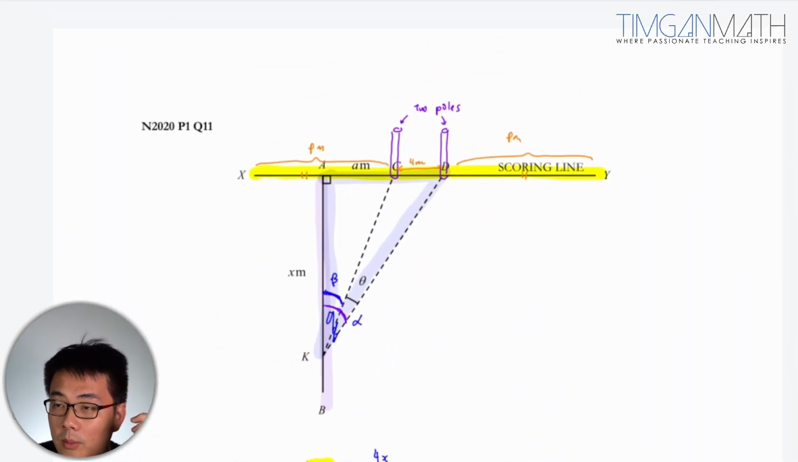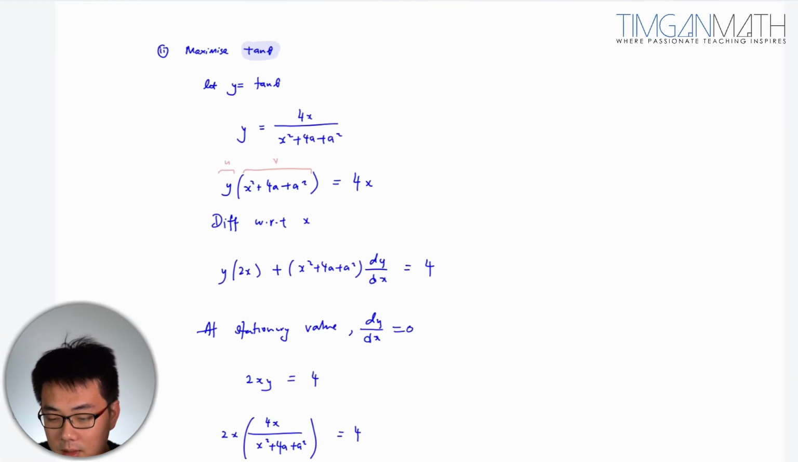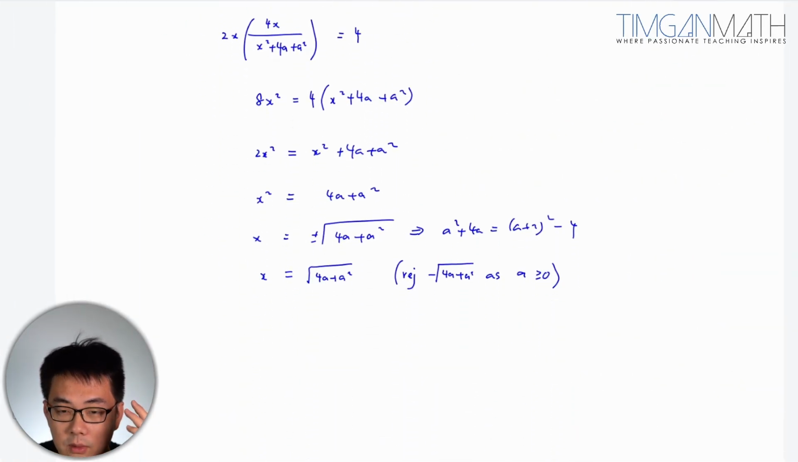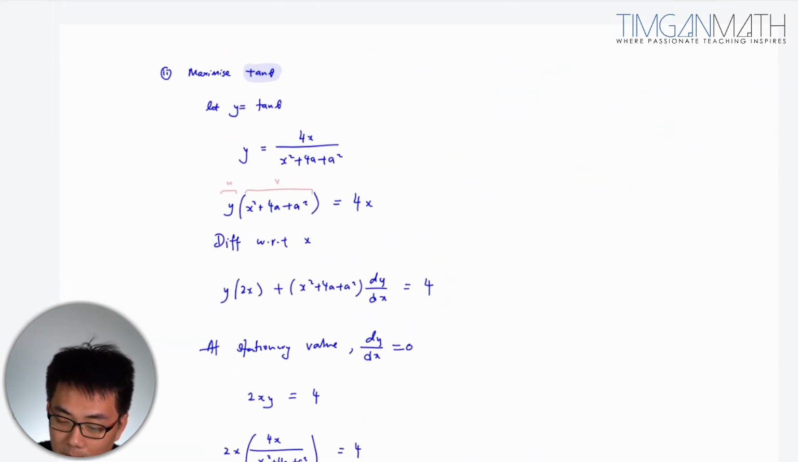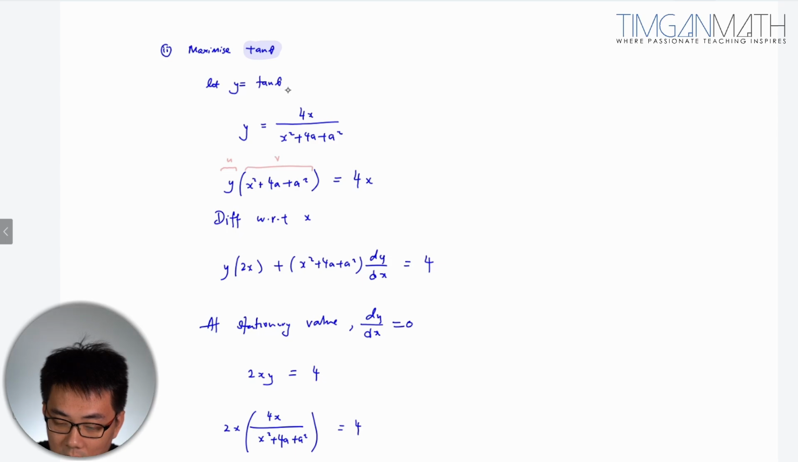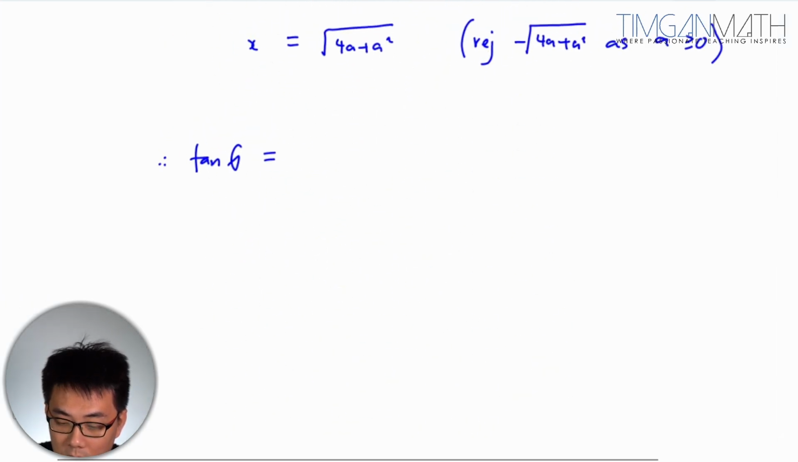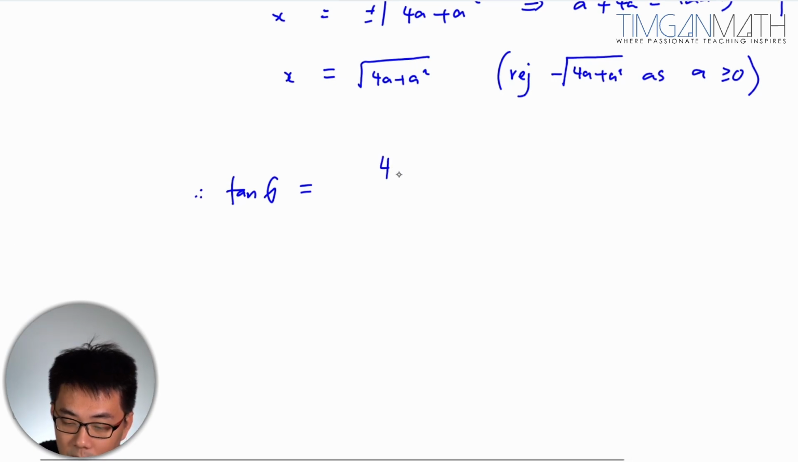If you look at it properly, this is a here, this side. Okay, I don't think it's important to write that down, but it's good to understand it, because sometimes the question will require it, right? So then after which, that is our x value which maximizes tangent theta. Find also the corresponding value of tangent theta. So tangent theta will just be, we substitute this in. Tangent theta equals 4x, right?